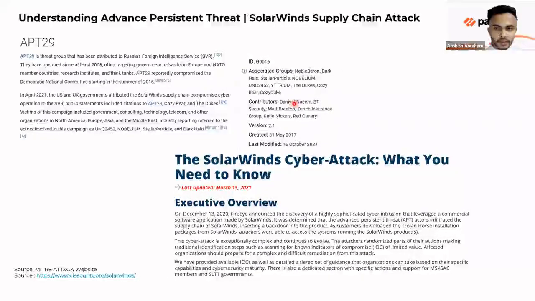SolarWinds is a software company which creates a lot of network monitoring tools, tools which are used to monitor a network, a server, a switch, a router, a lot of things. And by the way the products work, you can understand that the products from SolarWinds are used by major organizations.